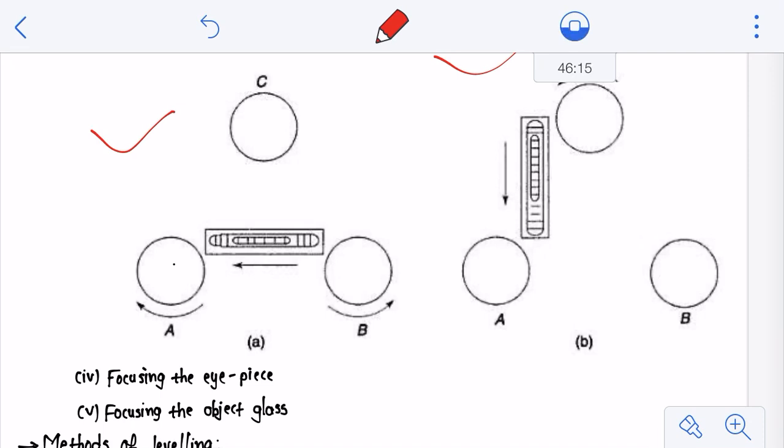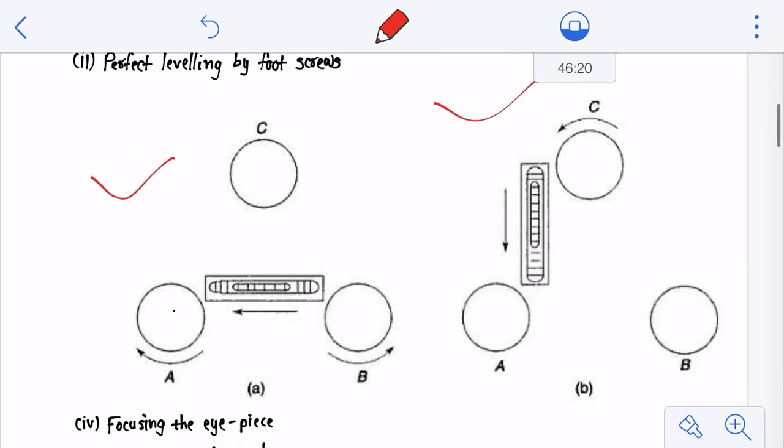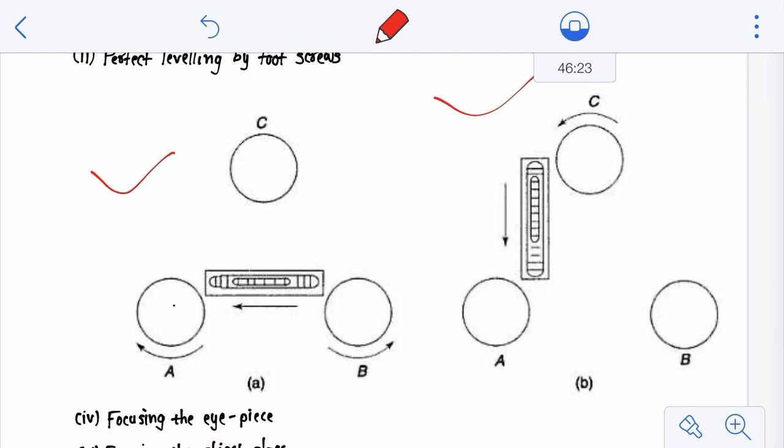Once it is at the center of the bubble tube, for the next step you will turn your bubble tube so that it is perpendicular to these two foot screws, and now you will check the center of the bubble with the help of the remaining foot screw, that is capital C.